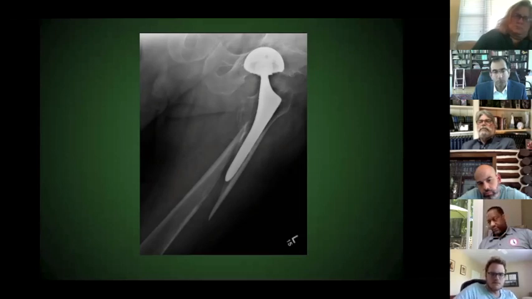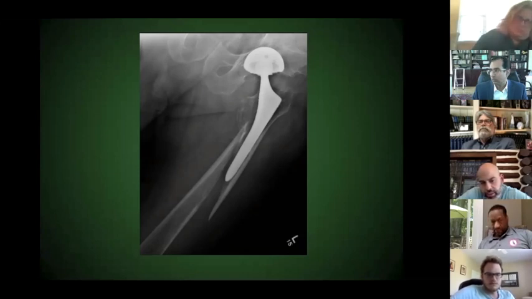Chris, if you were to fix it, how would you fix it? If I'm not going to do anything with the prosthesis, I think a long locking plate would probably be best and protect the entire femur.